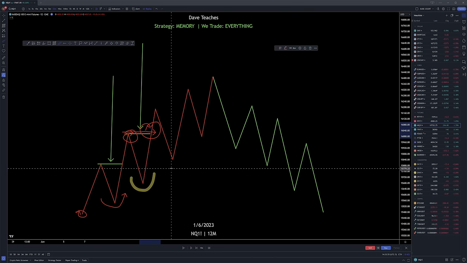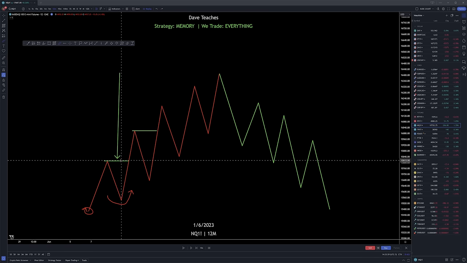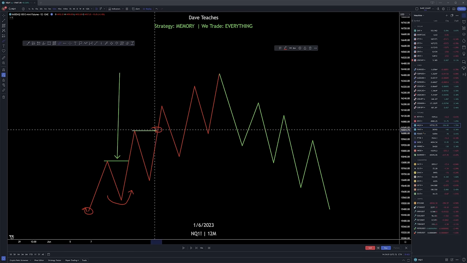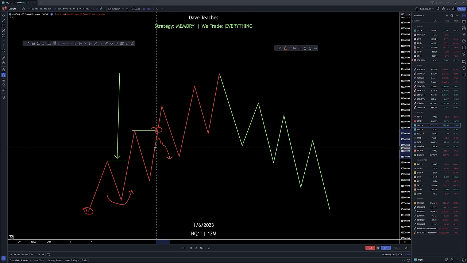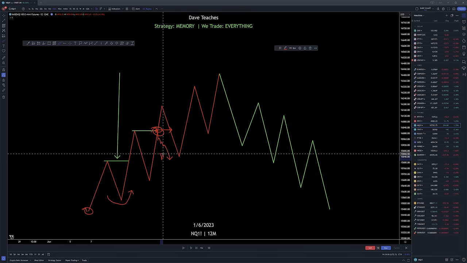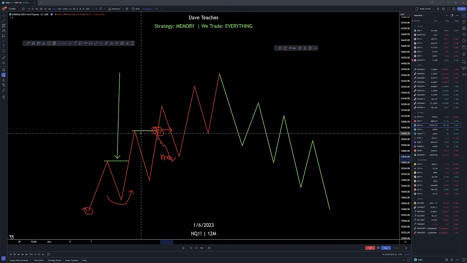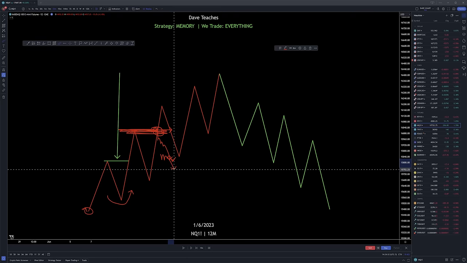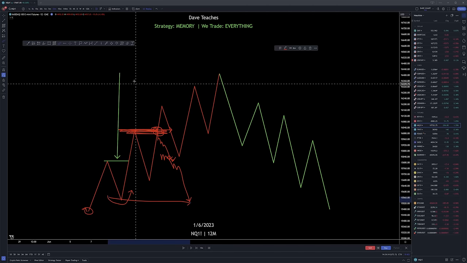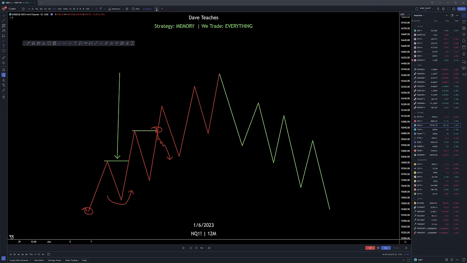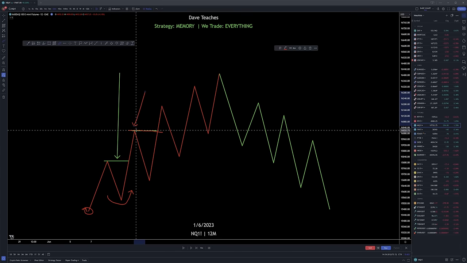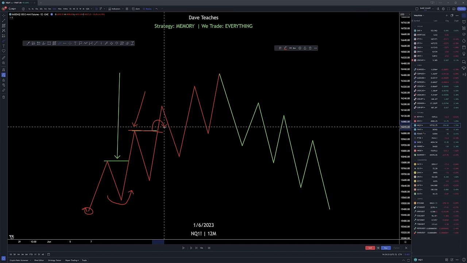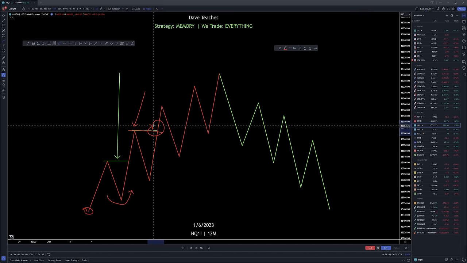Body closures. There will be times where you guys get wicks up above these highs and we trade back in. If we get a wick up above this high and we trade back in, more than likely it's not looking to get back up here. It's looking to now go to the downside. Why? Because it's a failure to close up above the previous high with a body. You hear me?